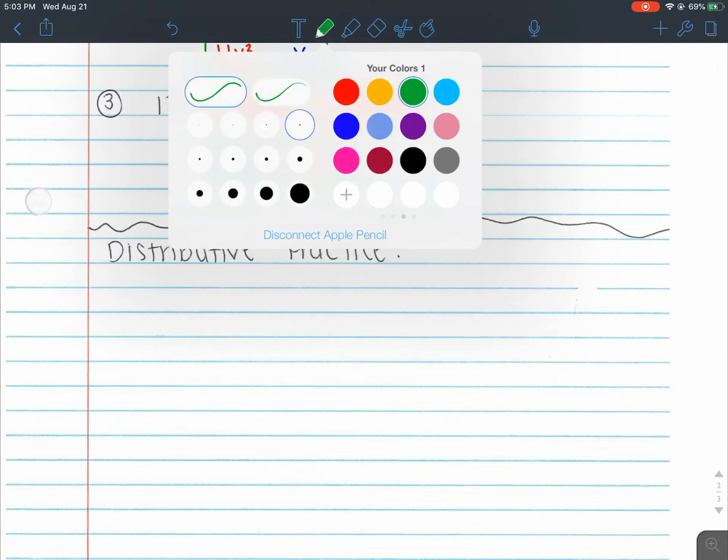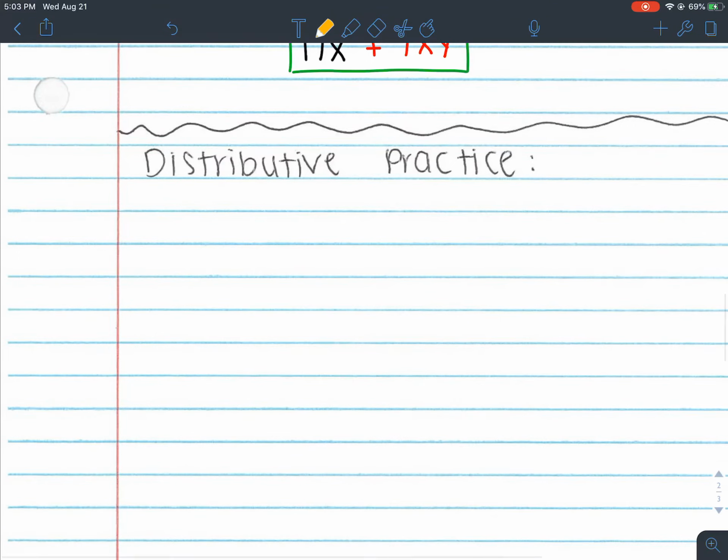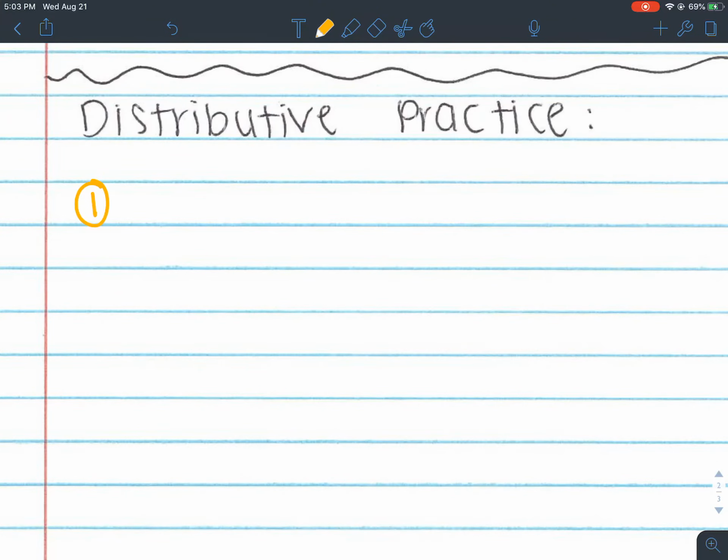All right, now we're going to do some distributive practice. So again, if you're not taking notes, you should be. We're going to start off really easy with a really simple problem. So number 1, we're going to go through 11 problems. So this is the first one. 5 times x plus 2.